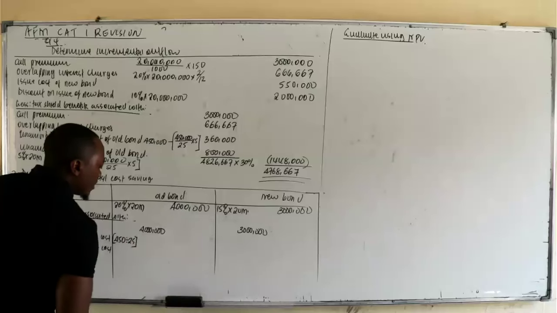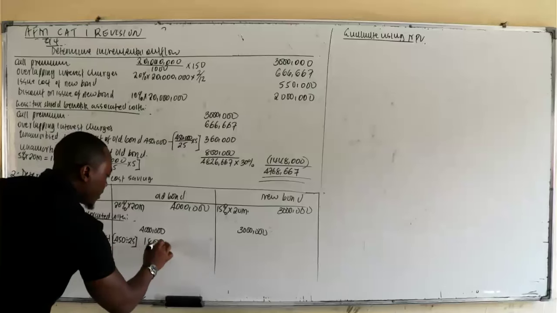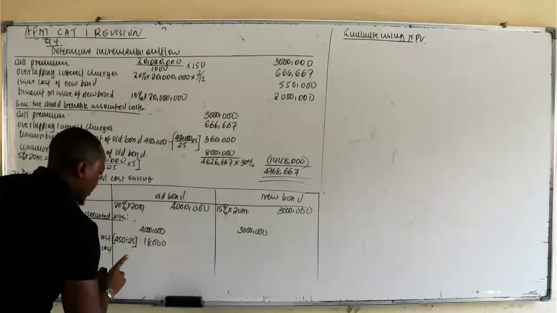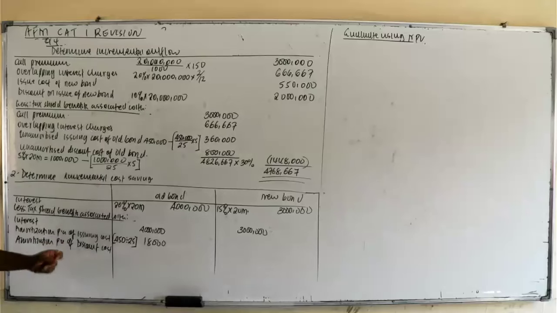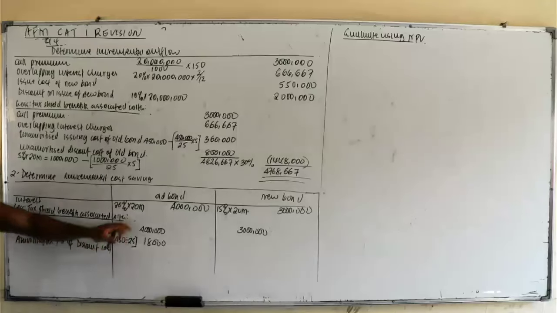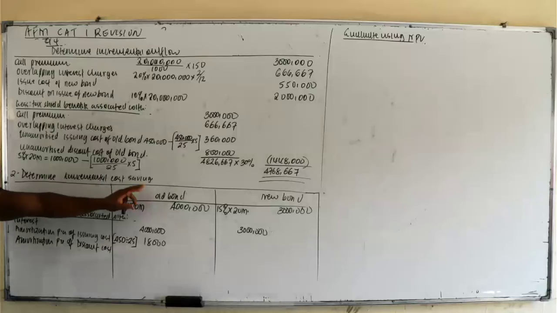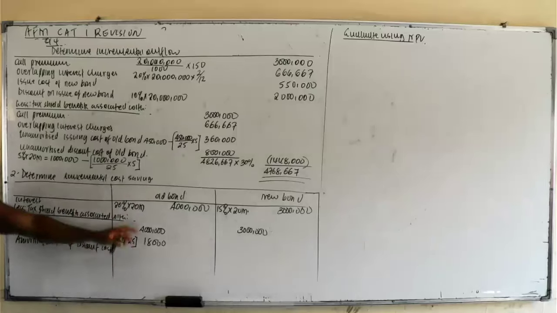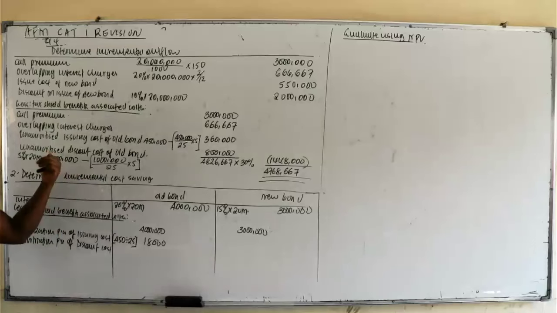18,000, not 1.8. What about amortization per annum of the discount cost for the old bond? So how much was the discount on the issue of the old bond? It is all there. You have already computed.